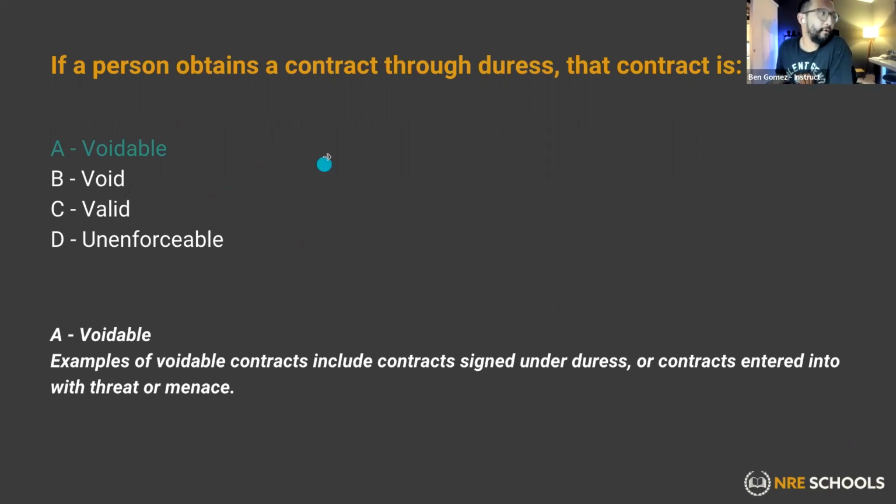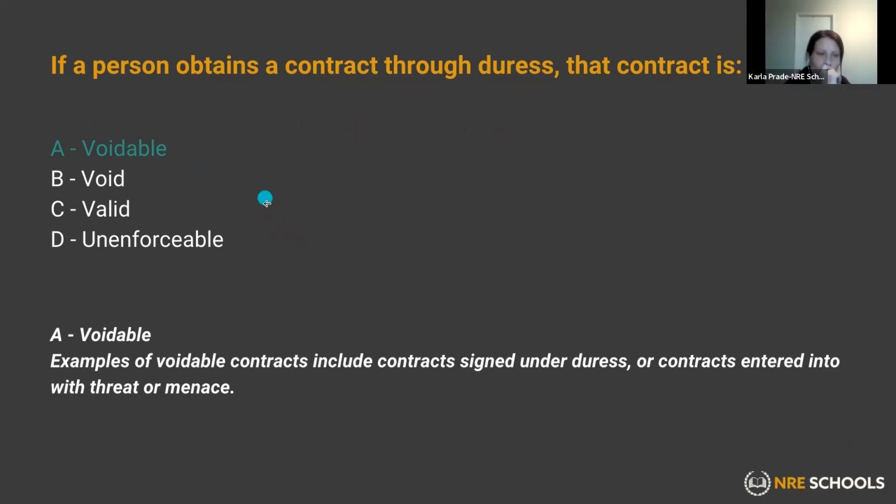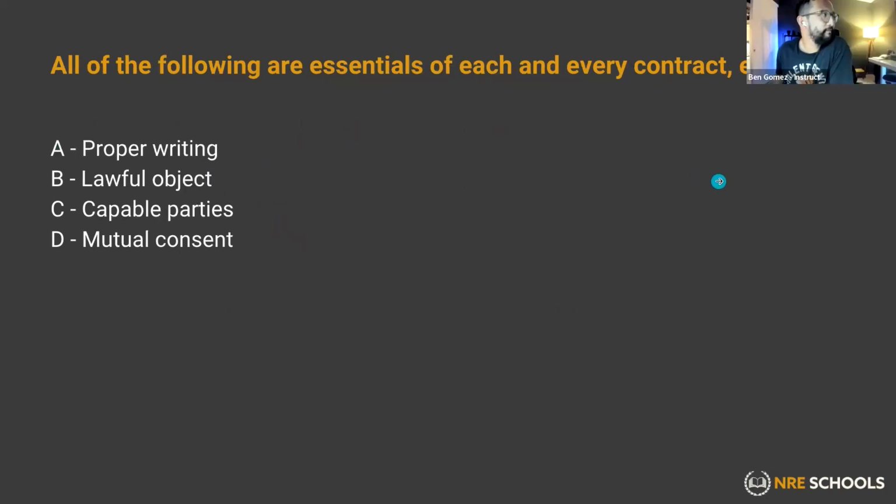Voidable and unenforceable, they both play in that same area. I was gonna say D, unenforceable. Yeah, very, very close. Tricky.